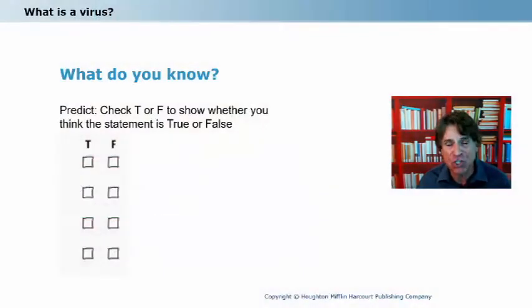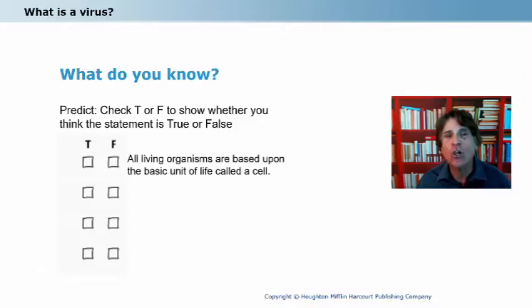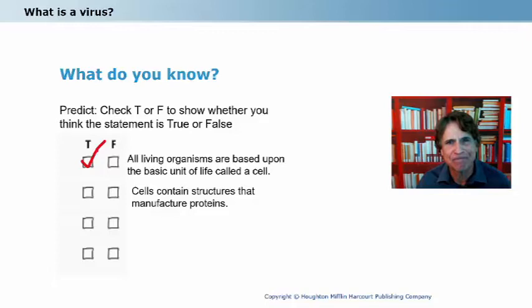I'll be presenting a series of statements, and I'd like you to decide whether you think they are true or false. Ready? Okay. First statement. All living organisms are based upon the unit of life called a cell. True or false? Okay, that's an easy one. It's true. Next statement. Cells contain structures that manufacture proteins. And that is also true.